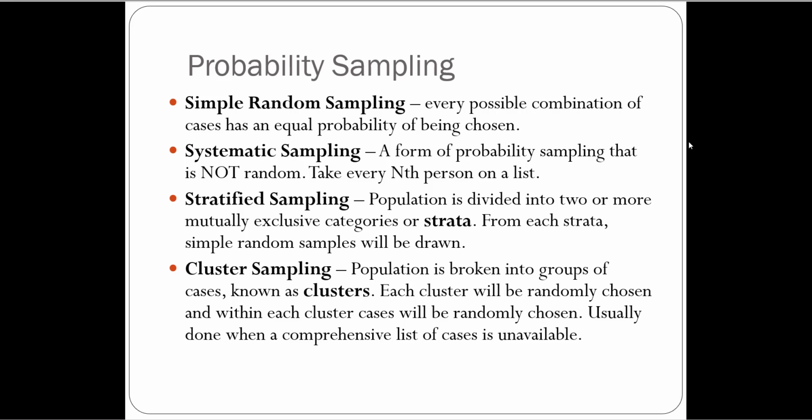Cluster sampling is when we also break down our population into groups, but instead of breaking them down into different mutually exclusive categories, we're going to do it in a hierarchical fashion. And so population is going to be broken into groups of cases or clusters. Each cluster will then be randomly chosen, and then from within each cluster, cases will be randomly chosen. This is usually done when we do not have a comprehensive list of cases.